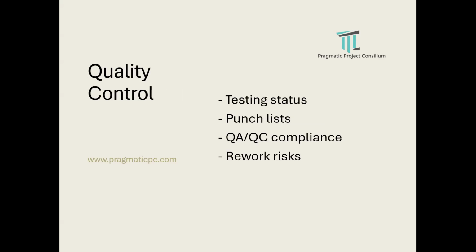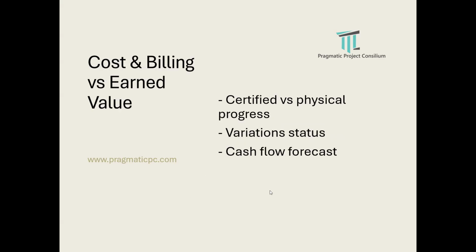Quality control. Yes, here there will be the NCR status, the non-conformity report status. What is the testing status of the materials which are at the factories, punch lists, QA/QC compliances in general, and any reworks being performed due to defective works? That has to be very clear.